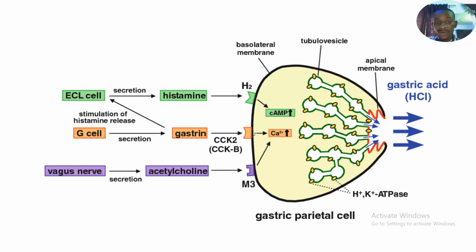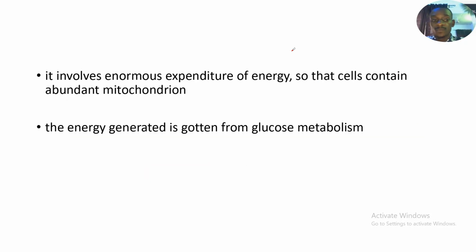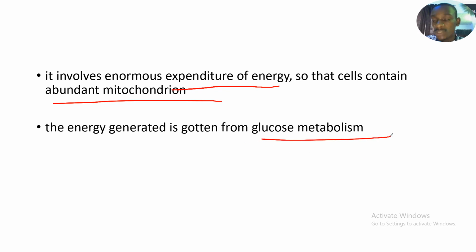You see various series of reactions that I wouldn't like to bore you guys with, and you can see that the result is the secretion of gastric acid, that's HCl. We'll get to talk about all these reactions. Now this involves an enormous expenditure of energy, so the cell contains abundant mitochondria. The energy generated is gotten from glucose metabolism.